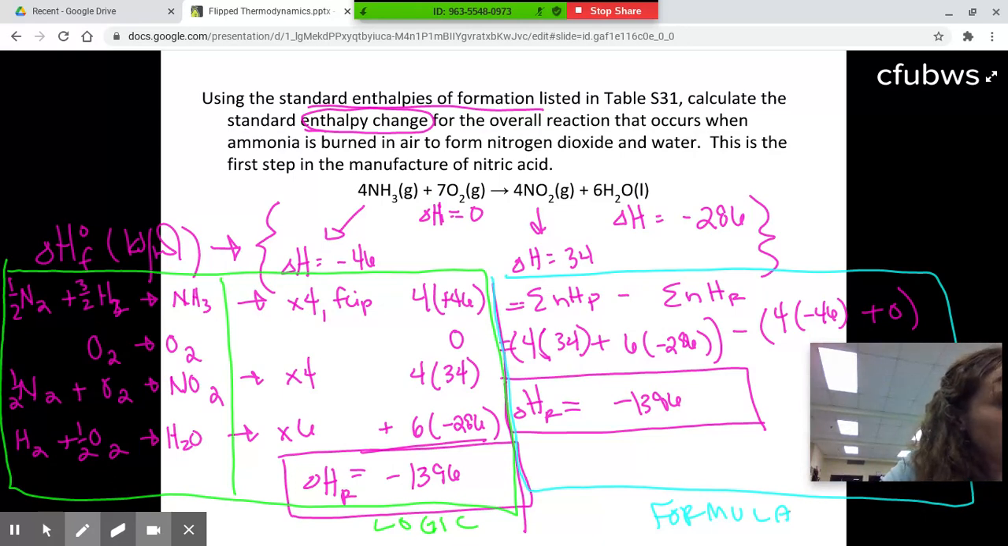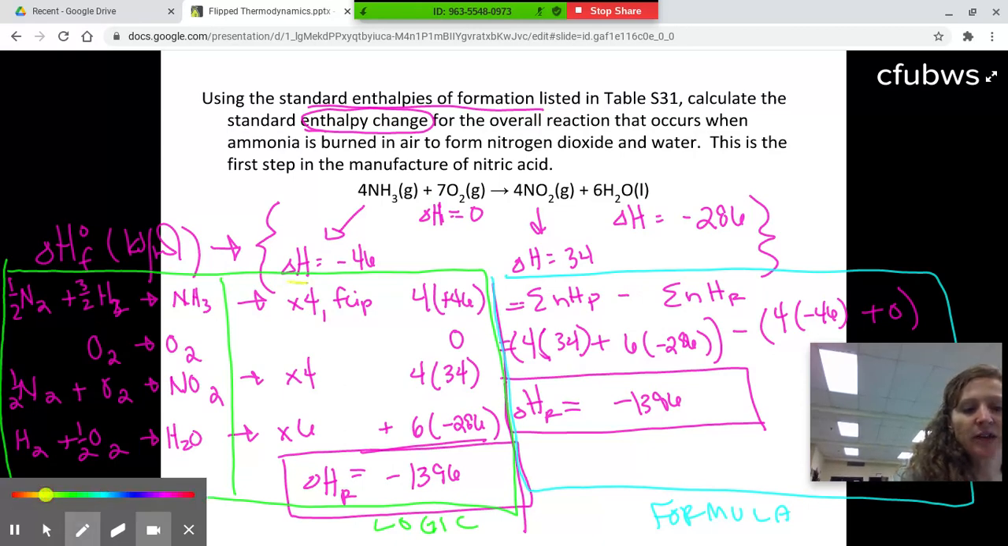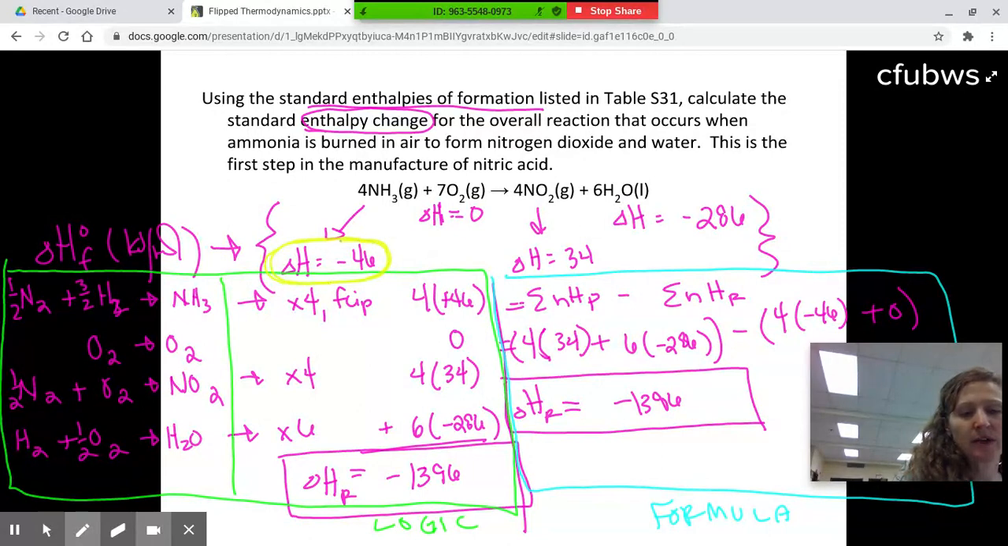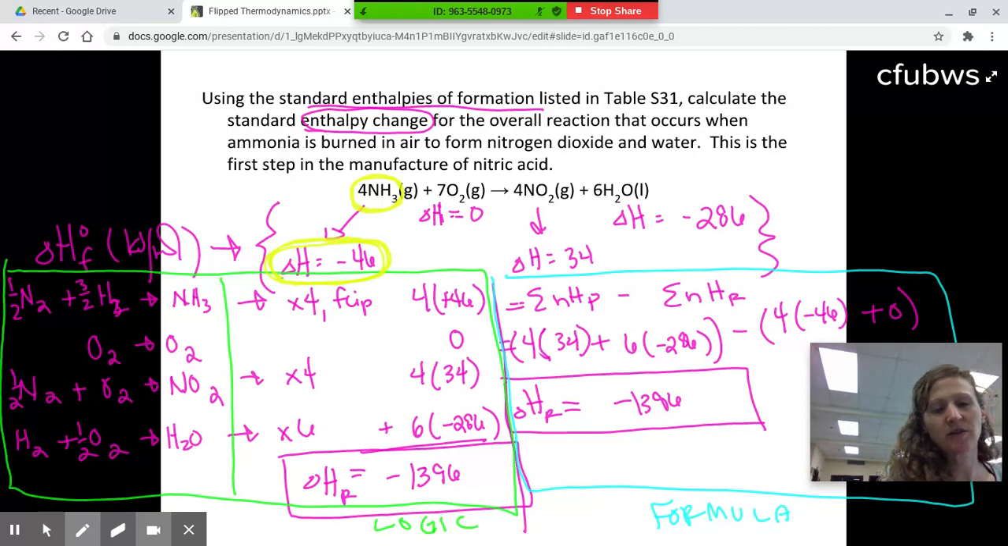Can you explain the left side? Yeah, so on the left side, I'm basically just trying to think, okay, this value they give me in the table is for a formation reaction, which means it's for the reaction where ammonia is a product. But in here, I want ammonia to be a reactant. So I'm going to have to flip the sign from reactant to product. And I'm going to multiply it by 4 because of the coefficient. So that's my processing here.